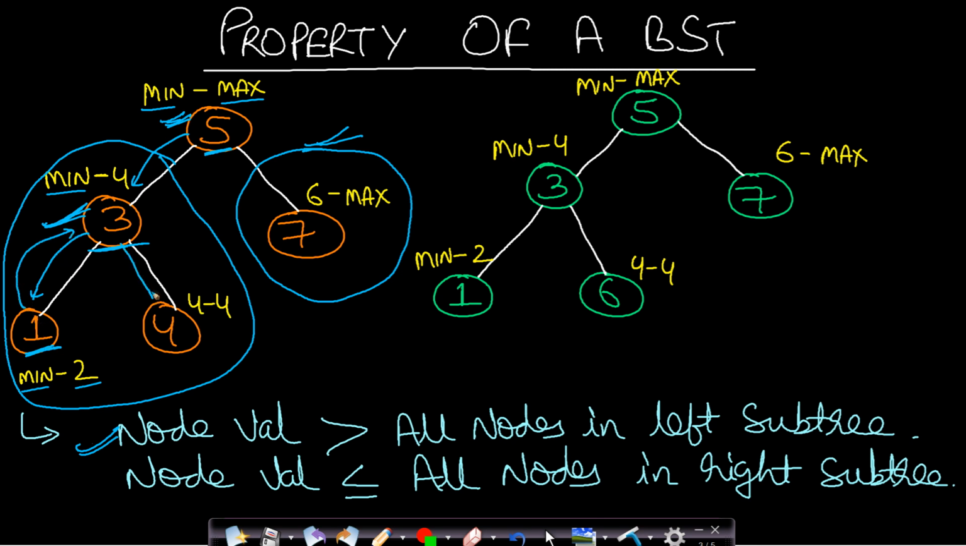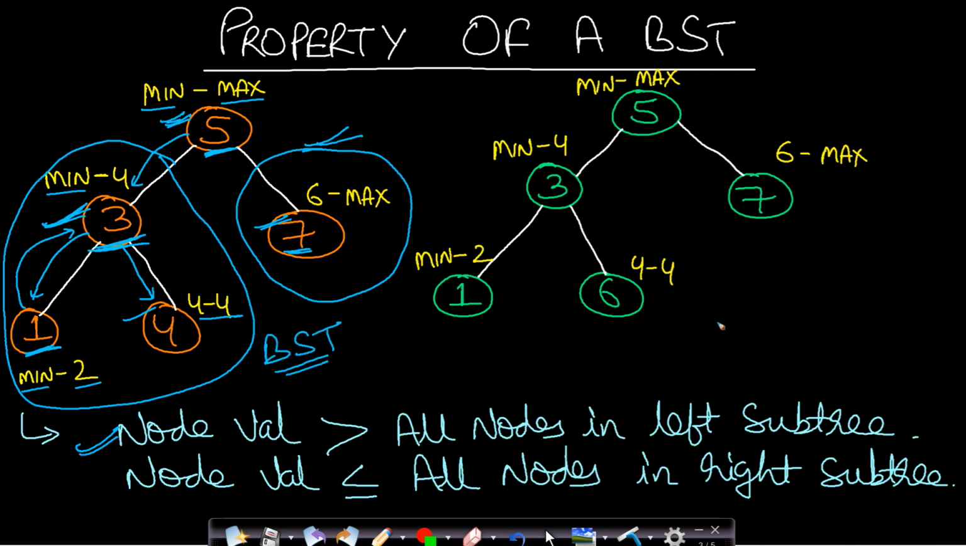Then you can see that on the right hand side, we have a value 4. So what should be the range here? It should be greater than this value 3, but then it should be less than this value 5. So it should fall in the range of 4 to 4 and this value is 4. So this is also satisfying our BST property. Similarly, this 7 is also satisfying our property because this should be greater than 5, but then it has no upper limit. So it will be from 6 to max and this is value 7. So all these nodes are satisfying BST property, and we can say that this is a BST.